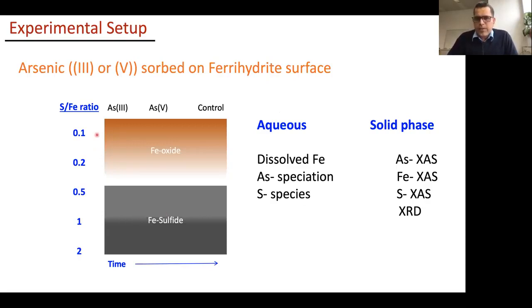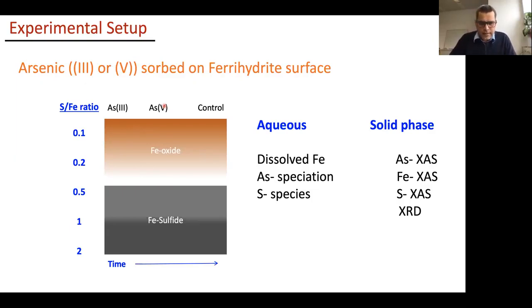What we did, we took ferrihydrite, a fixed mass of ferrihydrite, and, as I mentioned before, we exposed it to different concentrations of sulfide. In this case, we added arsenic 3 or arsenic 5, two separate experiments, not together. So we did the exact same set of three experiments: one ferrihydrite with arsenic 3 on the surface, one with arsenic 5 on the surface, and of course one control.